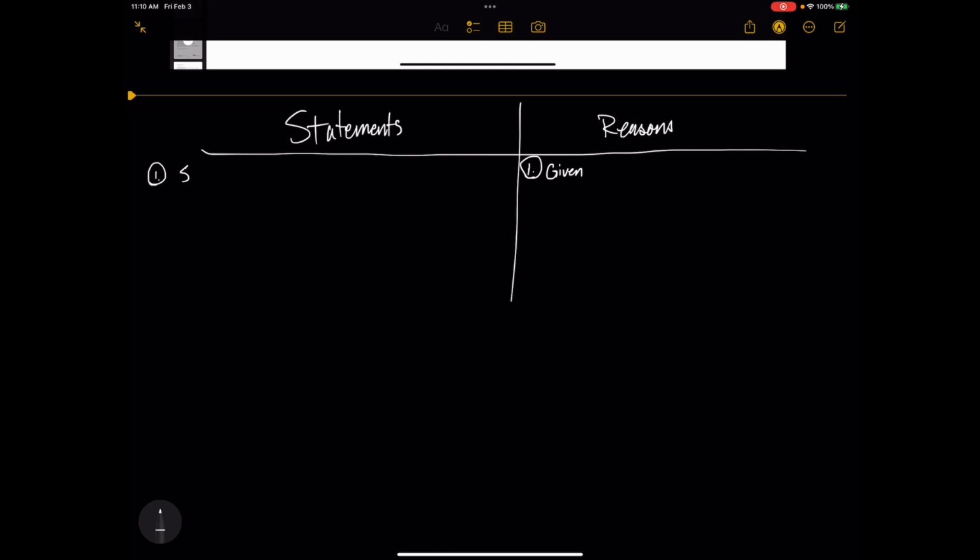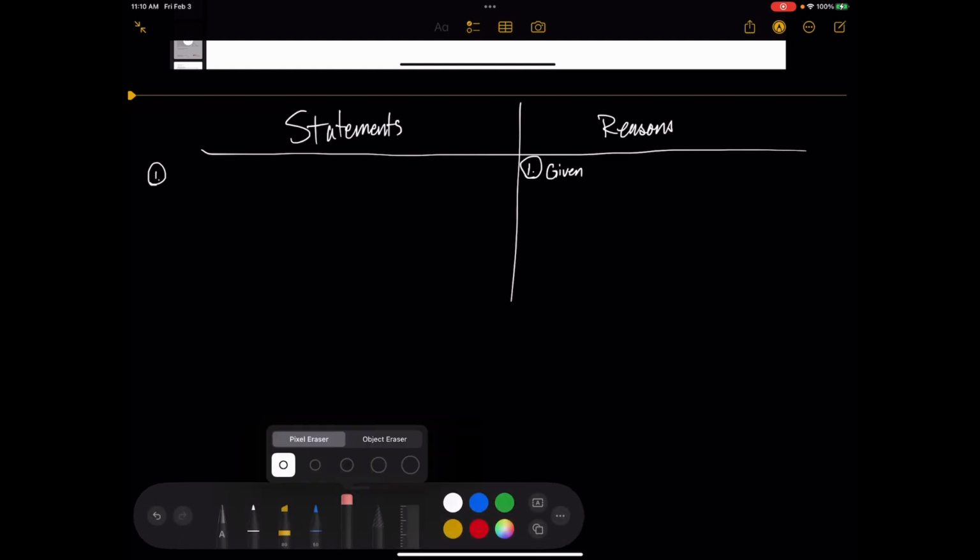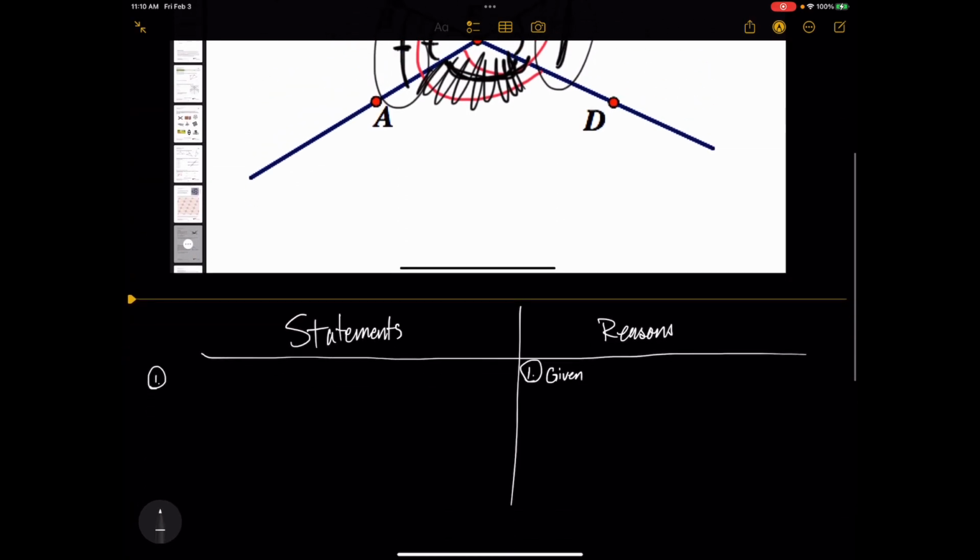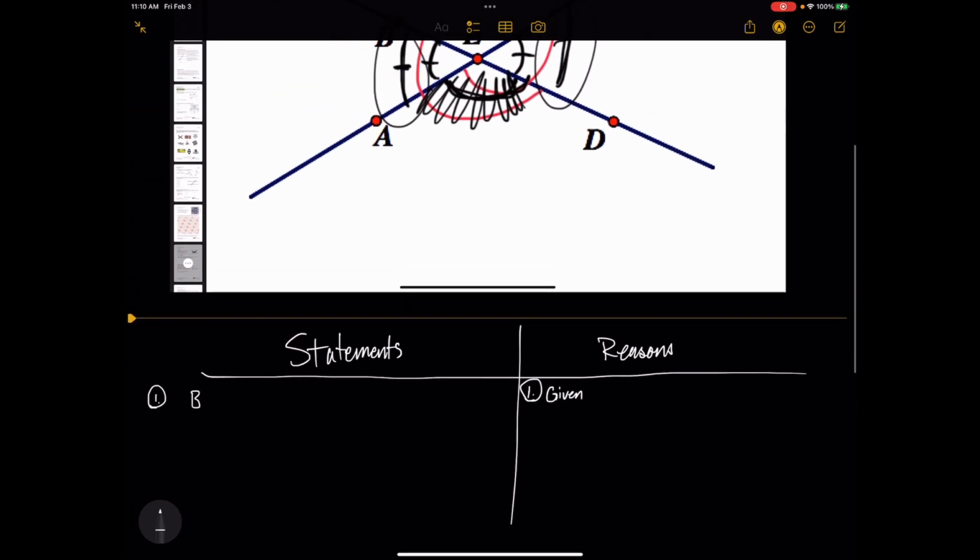Segment AC and BD intersect at E. Was it segments or lines? Yeah, it was lines. Very good. So line BD intersects line AC at point E. Very nice.